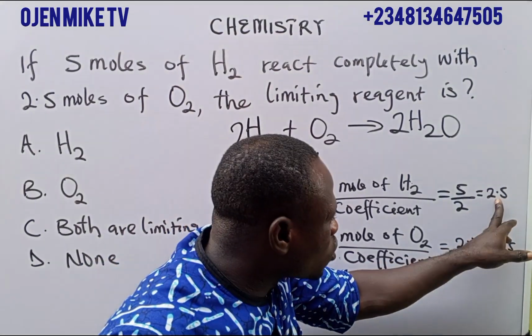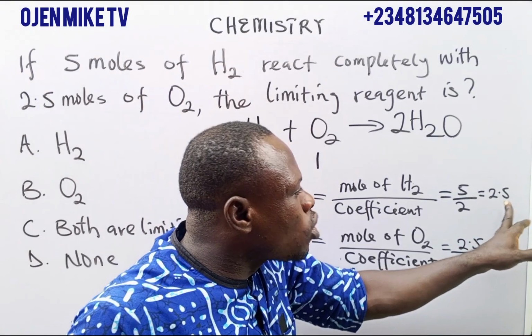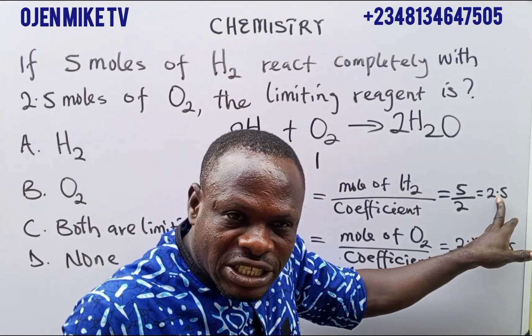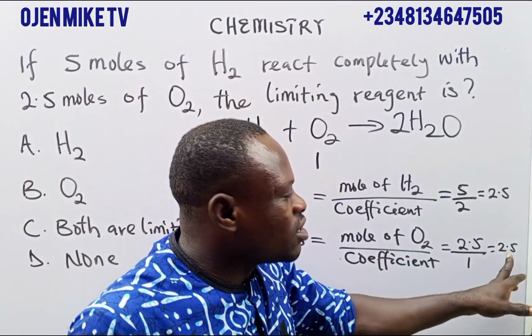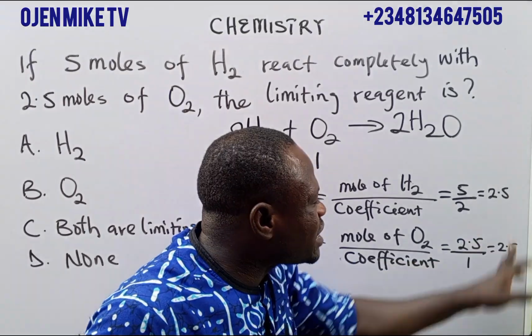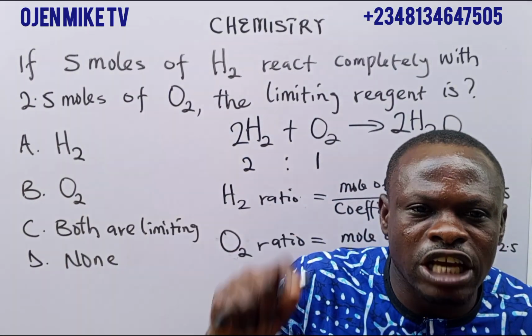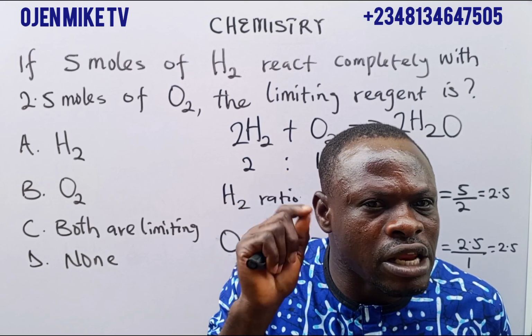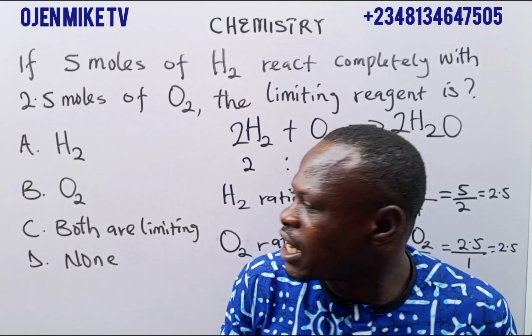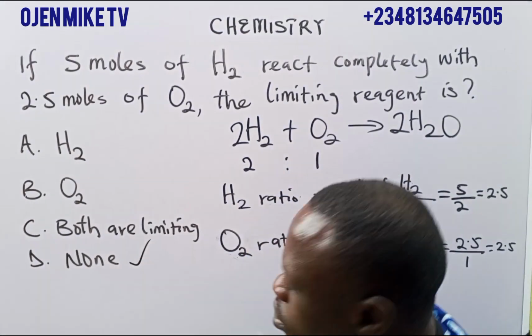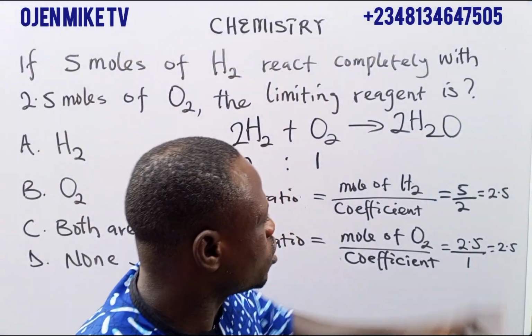If this one was 1 and this one was 2, it would mean this one is the limiting reagent, because this one is lesser than this one. But since both of them are the same, there is no limiting reagent. I told you a limiting reagent is a reactant that is completely used up first in a chemical reaction. So none is a limiting reagent because they are the same.